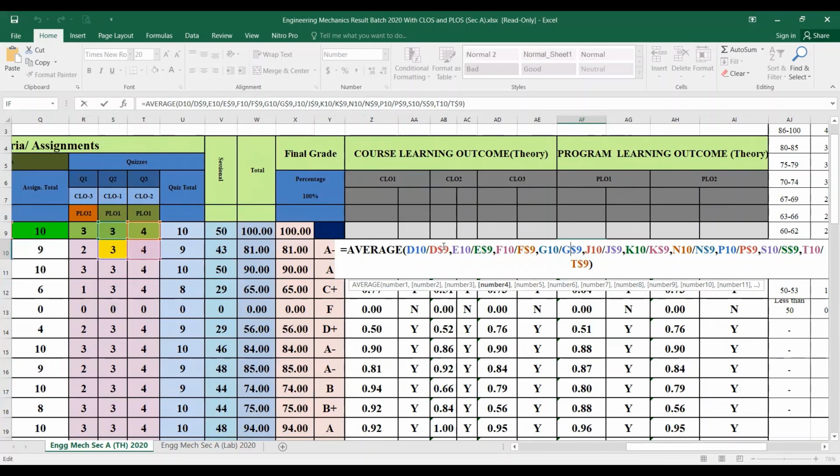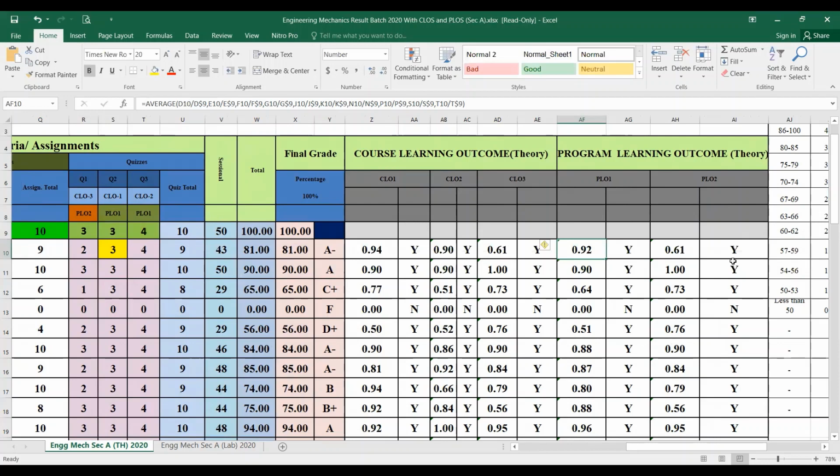Obviously, you have to make this constant, the lower value, because this is the actual marks of the question. And this is student marks, whatever he or she attained. So this is the way to take out its average. Now this is done, PLO1.